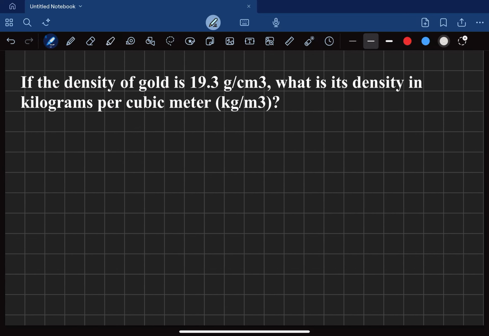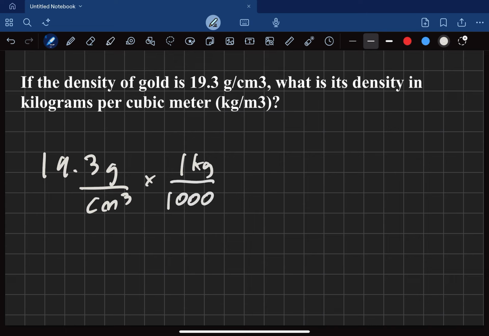This next question asks us, if the density of gold is 19.3 grams per centimeter cubed, what is this density in kilograms per cubic meter? So there's a few things that we're going to have to do to figure this one out. Let's get it started. So we'll start with 19.3 grams over centimeters cubed. And we're going to go ahead and multiply that by 1 kilogram over 1,000 grams, because we know 1 kilogram and 1,000 grams are the same. So if we divide those, it's just going to equal 1. So now we can cross that out.